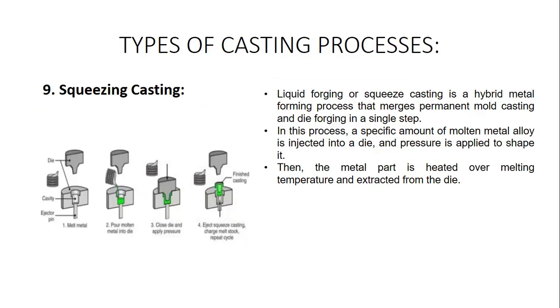Next type is squeeze casting. This can otherwise be called the liquid forging method. Squeeze casting is a hybrid metal forming process that combines permanent mold casting and die forging in a single step. In this process, a specific amount of molten metal alloy is injected into the die and external pressure is applied to shape it. Then finally it is extracted from the die after the completion of the process.